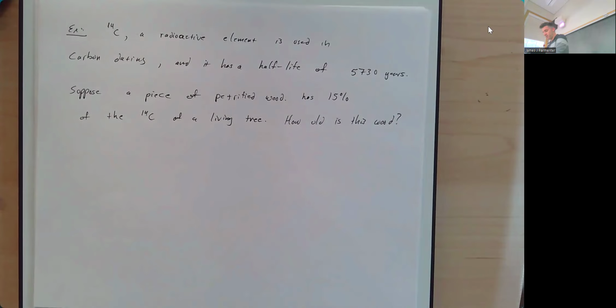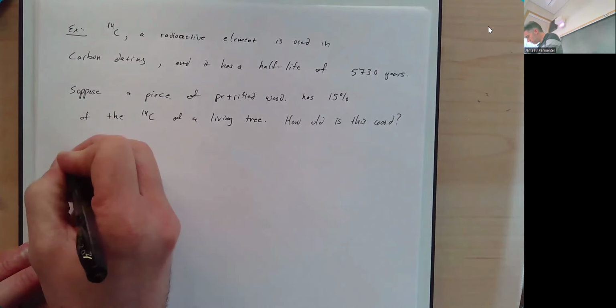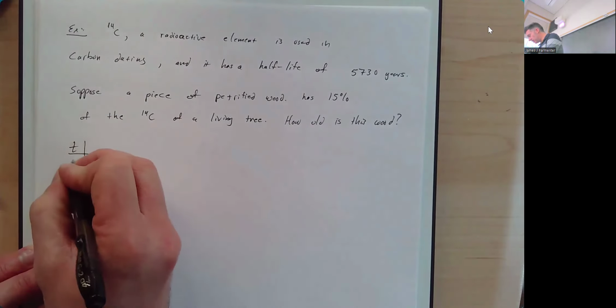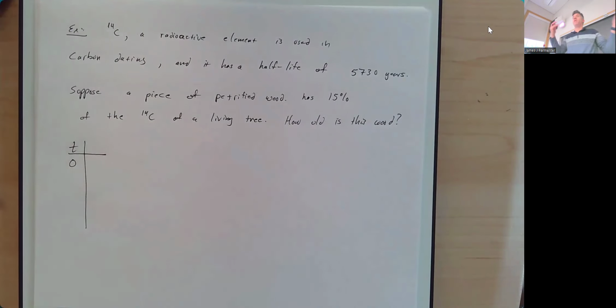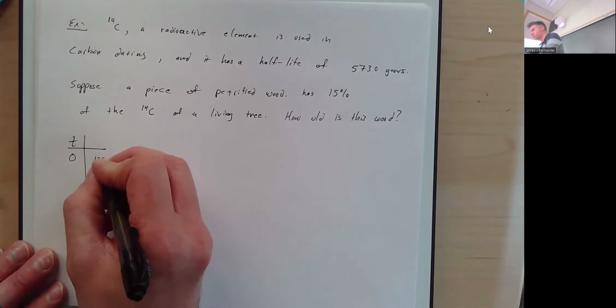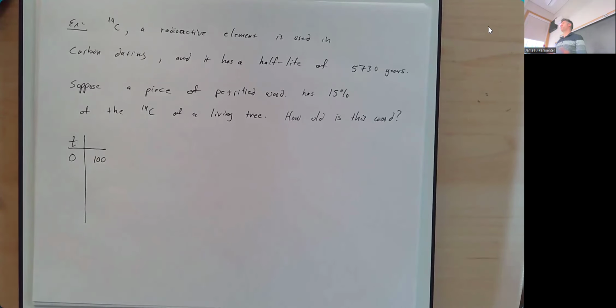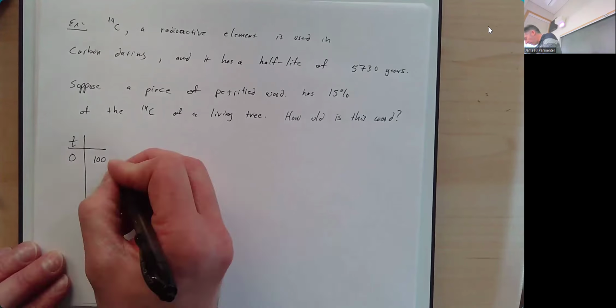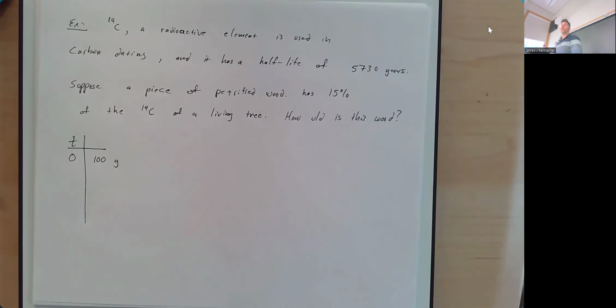So I'm going to say that the beginning, back when the tree had all of its carbon, I'm going to pretend like it was the easiest amount to deal with percentages with, which is 100. 100 watts doesn't really matter, but you can make up units if you want to. You could say 100 grams if you like, or you could say 1, or you could say C.